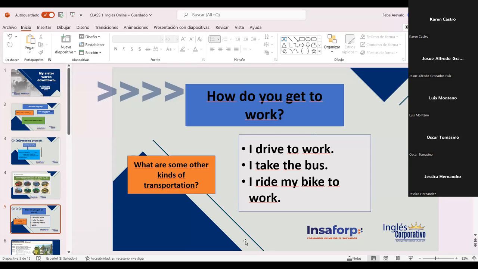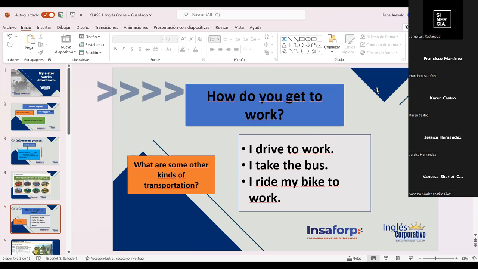Oscar, how do you get to work? I ride a walk. Excellent. Luis Montano, how do you get to work? I tie my car. All right, very good. You drive your car. Josue Alfredo, how do you get to work? I drive to go. Good, excellent. Let me check. Who else? Jorge Luis Castaneda, how do you get to work, sir? I drive my car. All right, very good.